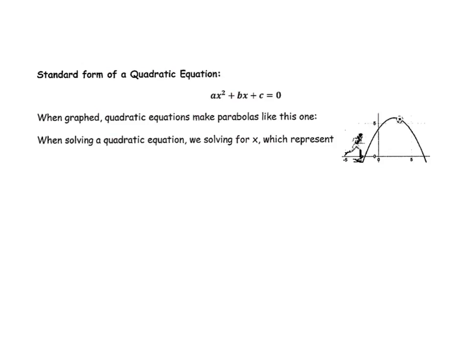So standard form. First off, on this paper you've got standard form: ax squared plus bx plus c equals 0. That's just meaning that a and b and c are numbers. It's like we had for bell work.